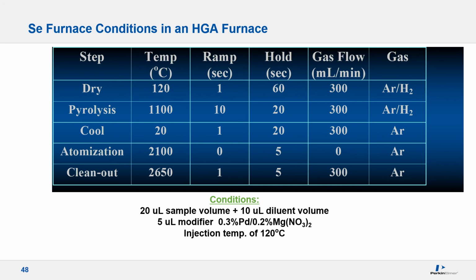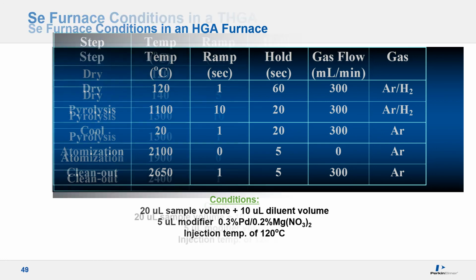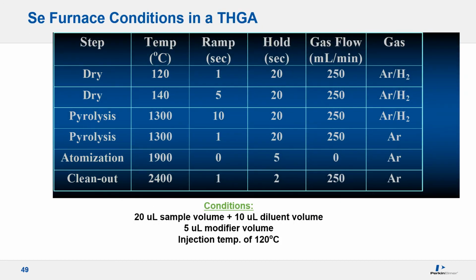Regardless, it is imperative that atomization and cleanout occur in an argon atmosphere only to prevent the formation of hydrides in the furnace for those applicable elements and prevent unwanted tube degradation. This is what the program in a THGA furnace would look like. Since this design with its transverse heating already produces an isothermal condition along the entire tube length, the pre-atomization step is not required and therefore removed.